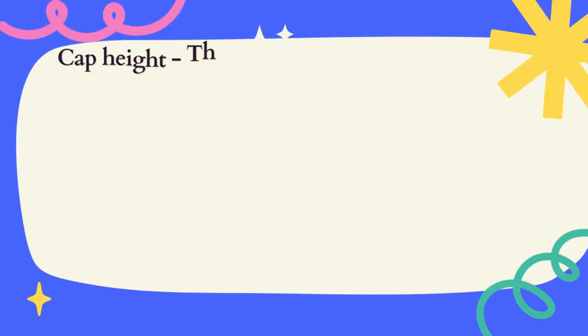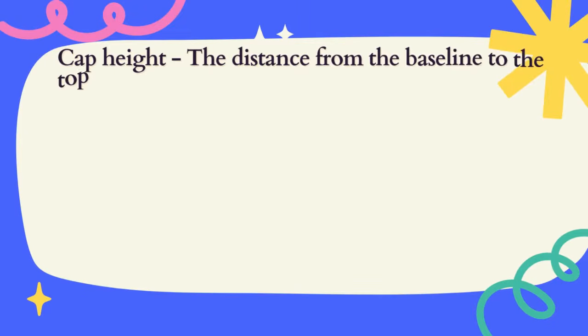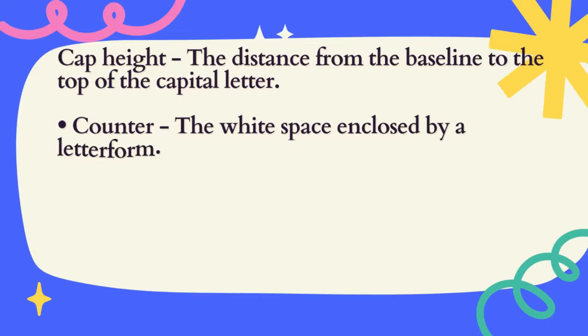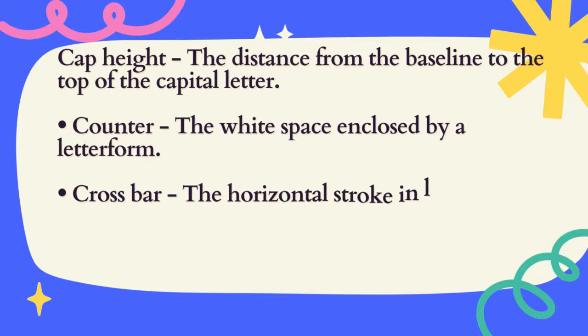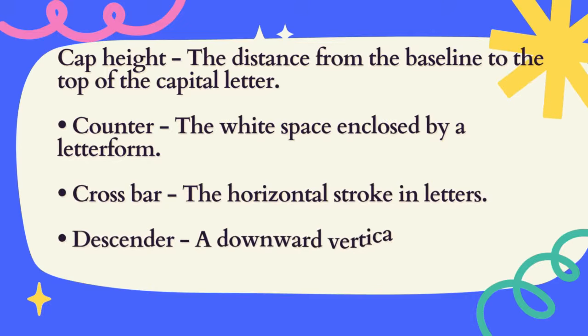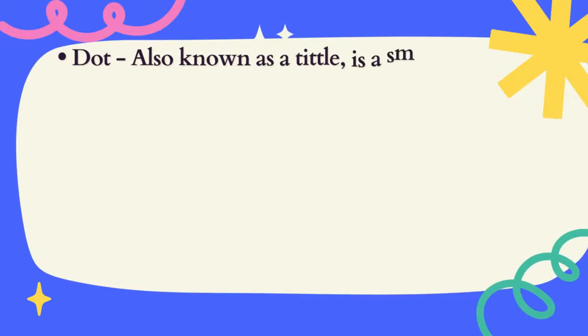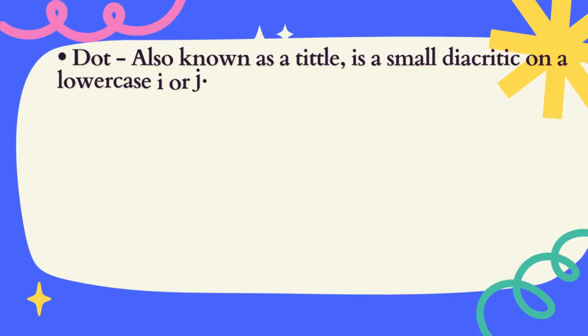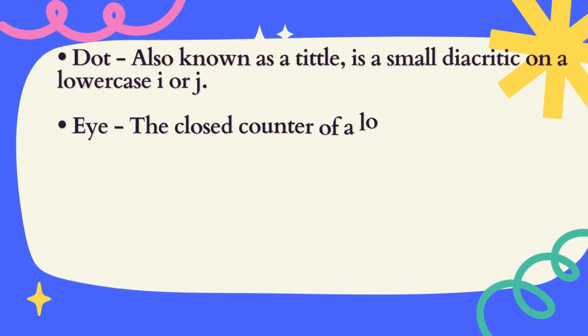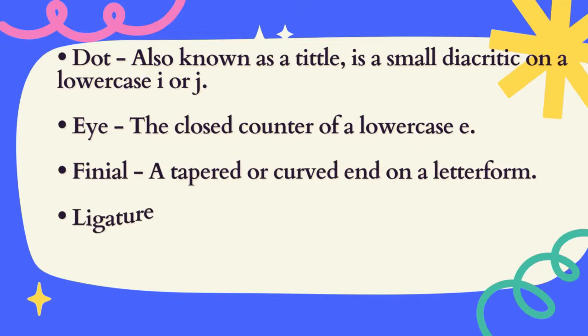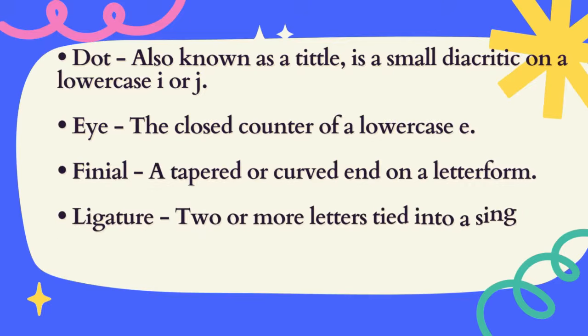Cap height, the distance from the baseline to the top of the capital letter. Counter, the white space enclosed by a letter form. Crossbar, the horizontal stroke in letters. Descender, a downward vertical stroke that extends beyond the baseline. Also known as a tittle, a small diacritic on a lowercase i or j. Eye, the closed counter of a lowercase e. Finial, a tapered or curved end on a letter form.